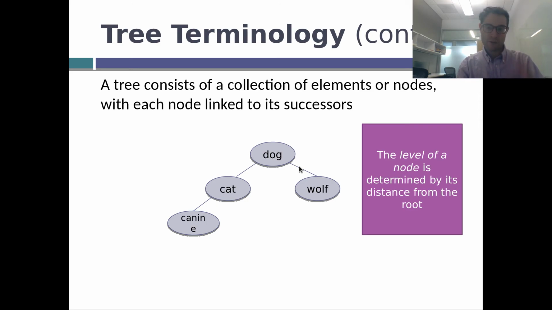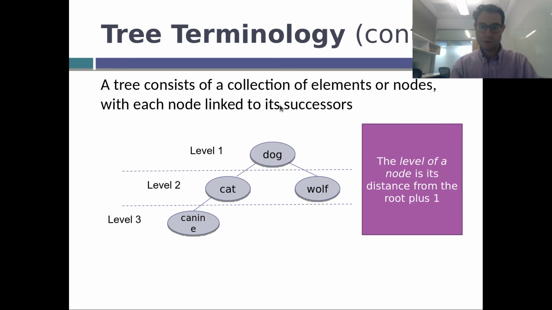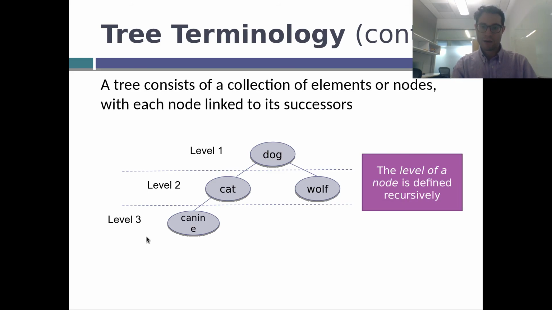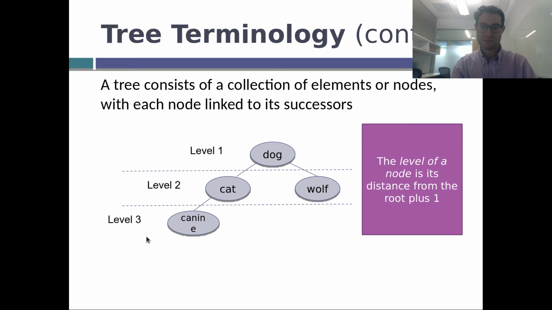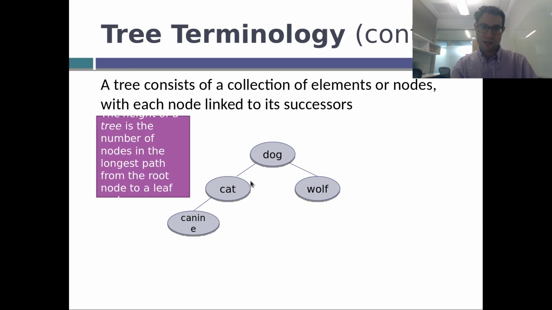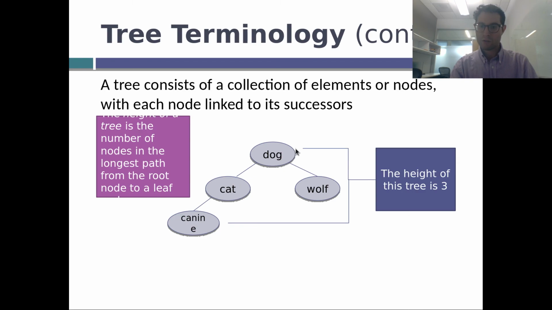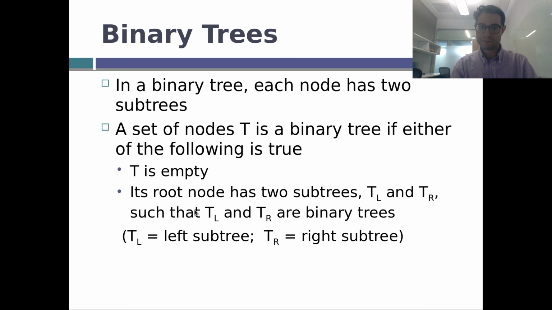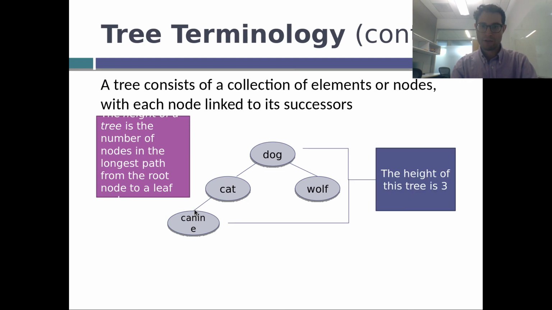Okay, and then we also have this final terminology. Level is the distance from the root. So dog is at level 1, cat is at level 2, canine is level 3. Pretty easy to figure out. You can define that recursively: it's your distance from the root plus 1. If I'm the root of the tree, my level is 1. Otherwise, my level is 1 plus my parent's level. And the height is the longest path from the root to a node. So the height is 3, because 1, 2, 3 is the maximum level. All right. I'm going to do a second video just to go over these topics one more time.